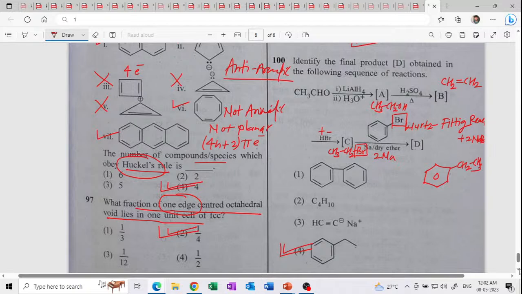Yes, get it everyone? This is a very easy question. Yes, this is the 100 questions complete. I think, okay, question number 100 completed.